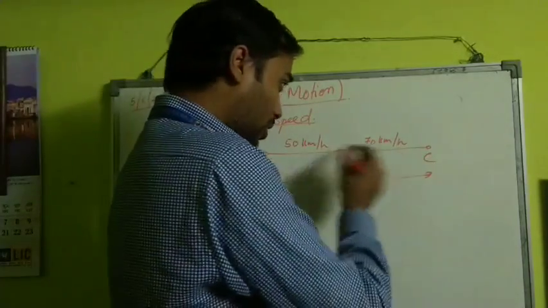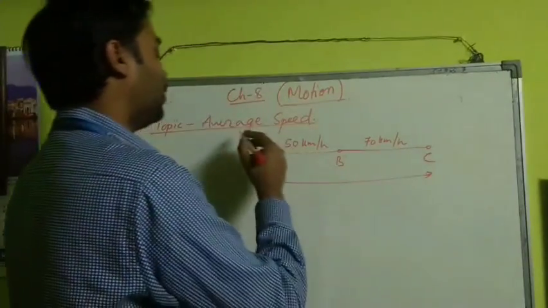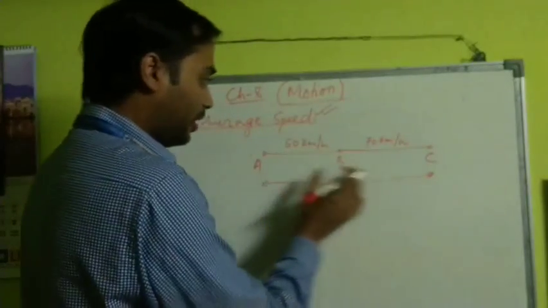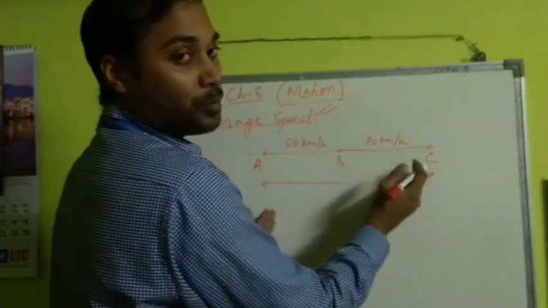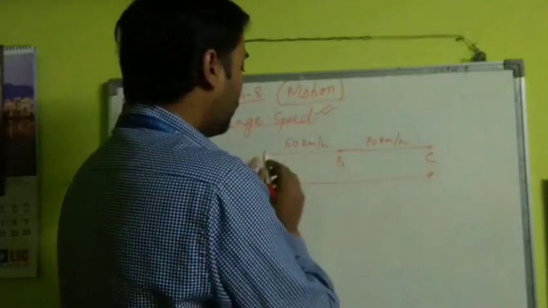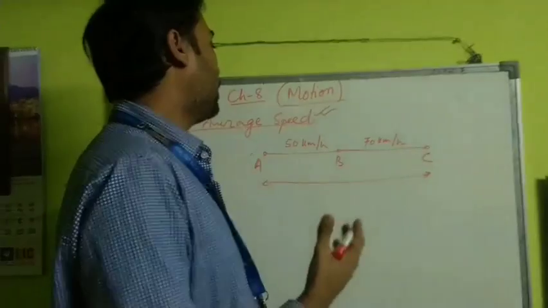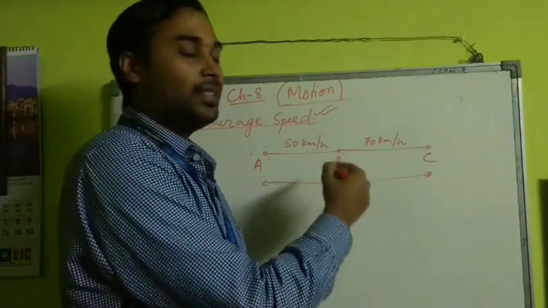Hence, in those cases, we have to calculate what? Average speed, but not speed, because we have seen there are two different speeds for this journey from point A to point C. Thus, we have to calculate average speed in this case.